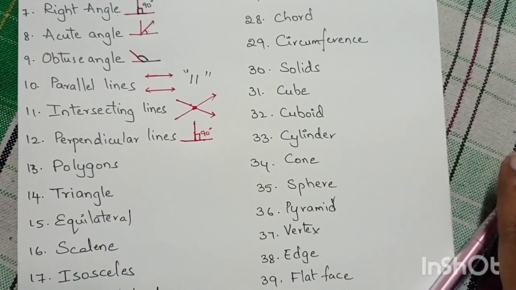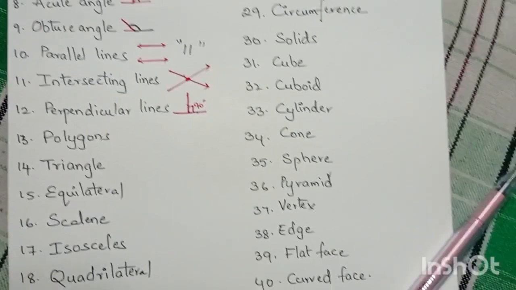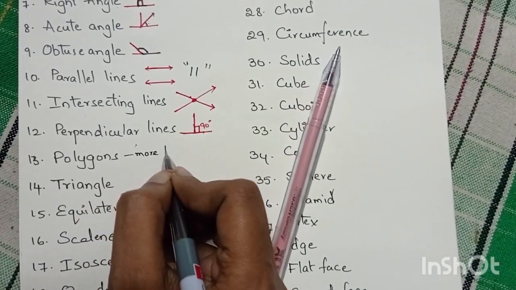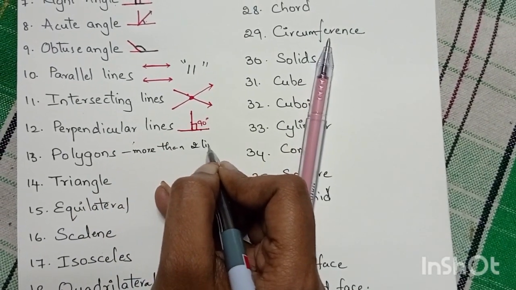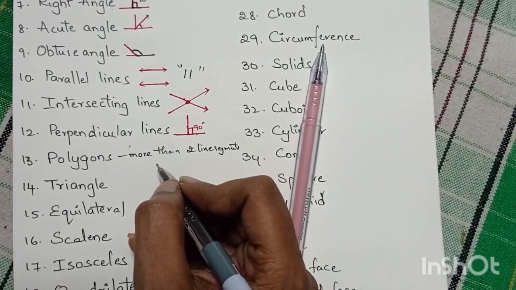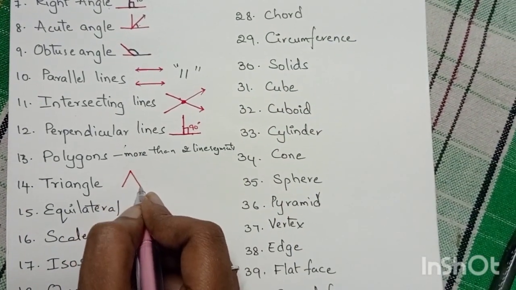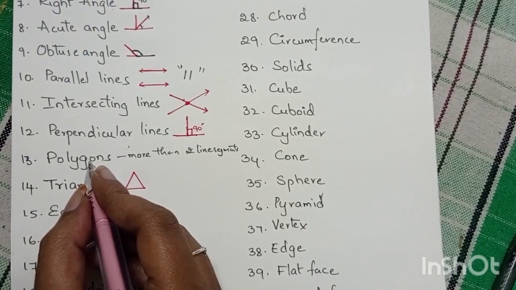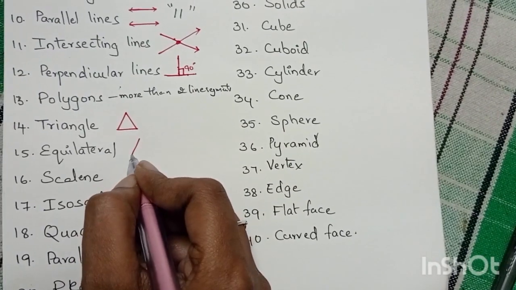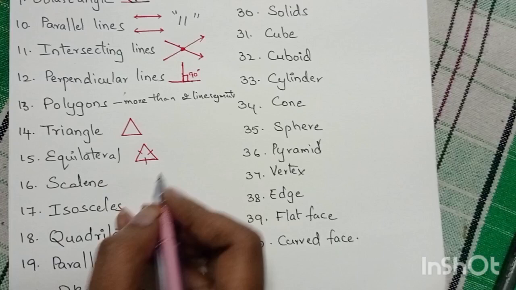Polygons. Polygons are the figures. Polygons are the shapes formed using more than two line segments. So with two line segments, we can't form any shape. If we use more than two line segments, that means three line segments, we can form a triangle. Triangle is one type of polygon. In triangle, we have three types. Equilateral triangle. Equilateral triangle means all three sides are equal. Length of three sides are equal.